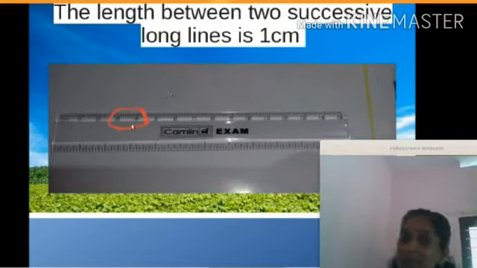Can you tell what the length in between these 3 and 4 is called? Yes, it is 1 centimeter. Here also there are 10 lines. So, the length between these 3 and 4 represents a centimeter. Isn't it? Yes. Each small line represents a millimeter.